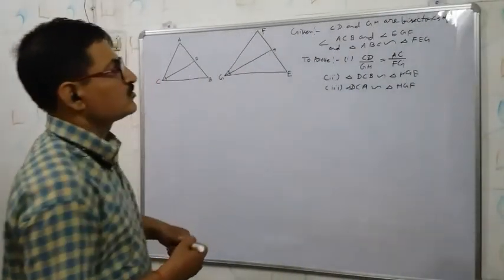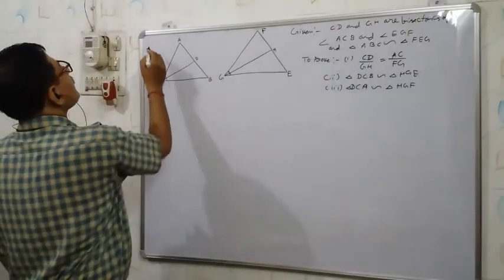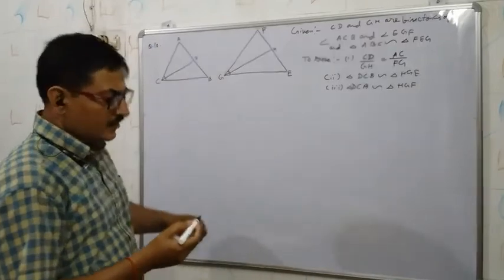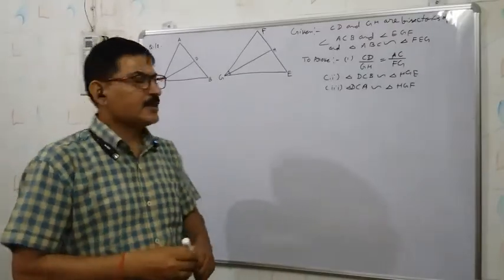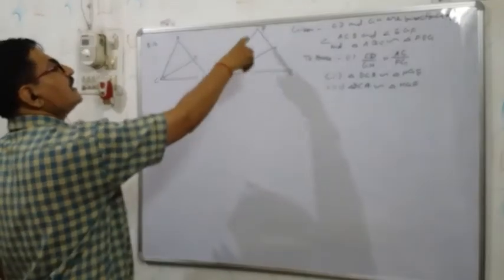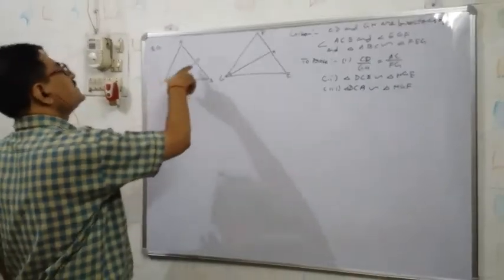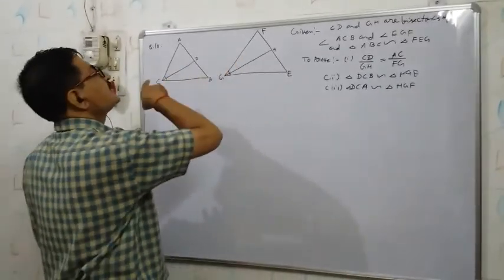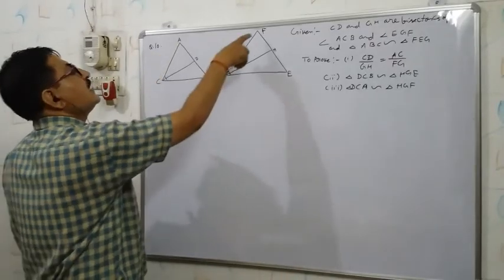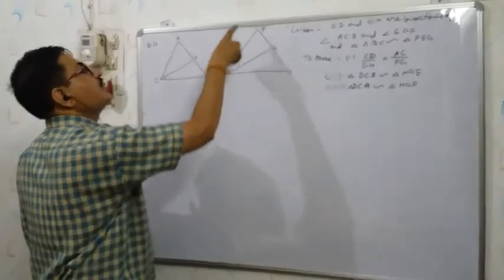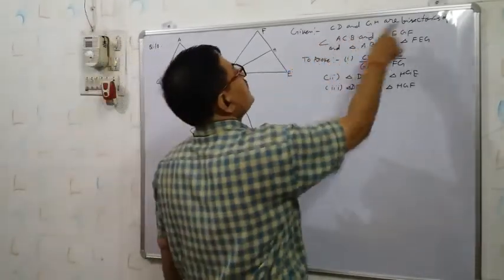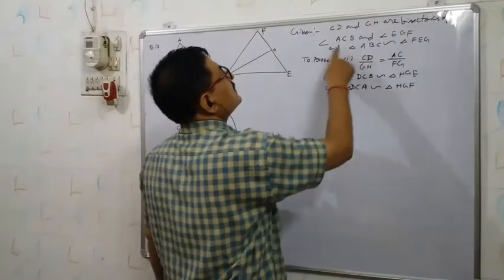Students, we are solving question number 10 of exercise 6.3. The information given in the book, the figure is not drawn, so I have drawn the figure there. Triangle ABC and triangle FEG are given. CD and GH are the bisectors of angle ACB and angle EGF. Okay, these are the bisectors of them.